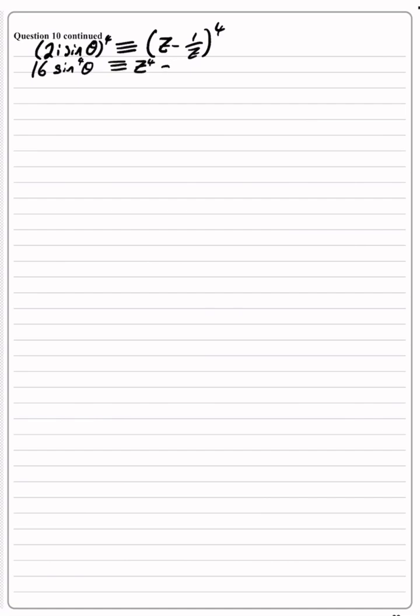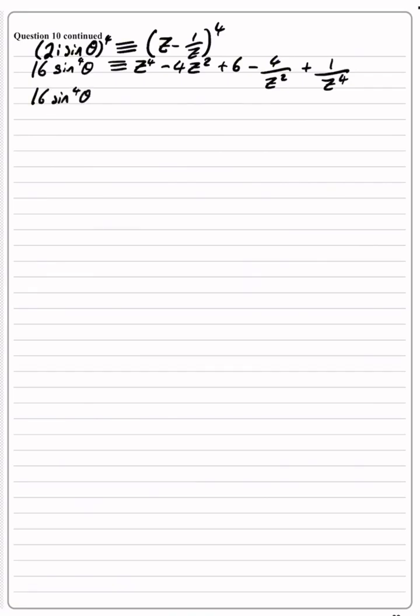Then the right hand side, a little binomial expansion. If you know your Pascal's triangle, 1, 4, 6, 4, 1, you can use that. We're going to start with z to the 4, and then we get z cubed times 1 over z, which will be z squared. For the third part, you get z squared times 1 over z squared, which will cancel, leaving us with the 6, and so on. If you've taken more lines to do that, that's absolutely fine.